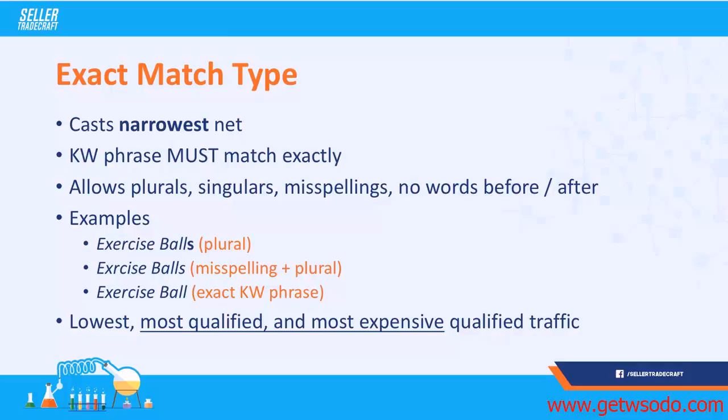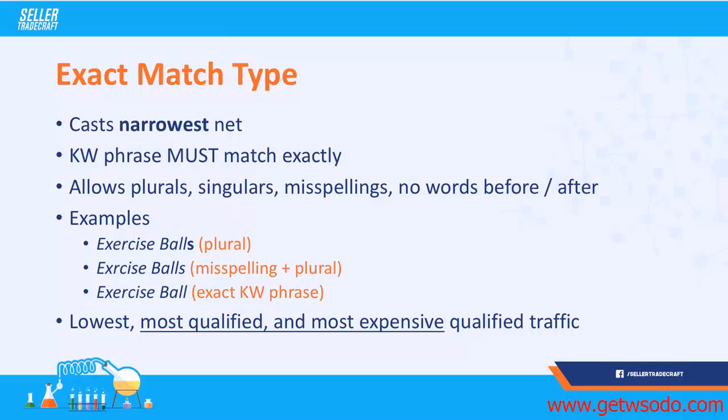So basically, the way it differentiates from a broad and a phrase match is that the keyword phrase must match exactly. It allows plurals, it allows singulars, it even allows misspellings, but it does not allow words before, middle, or after. I forgot to include middle here, but again, the difference between this and the phrase is going to be the before, middle, and after. Okay, so let's dive into the examples.